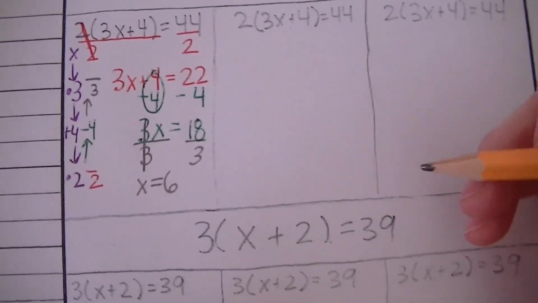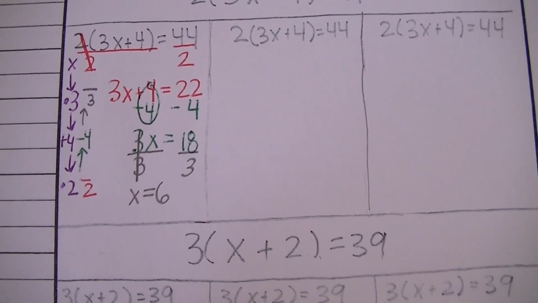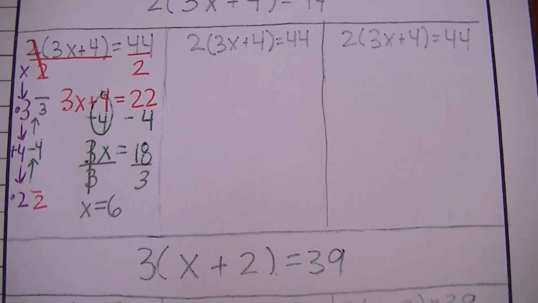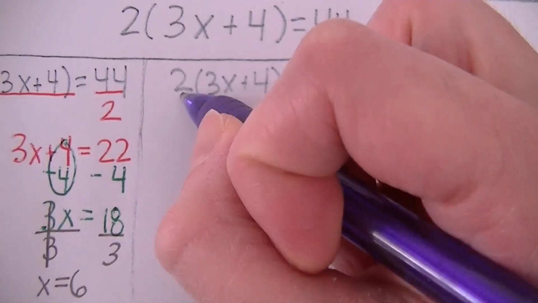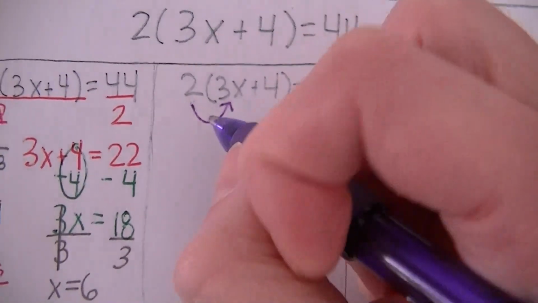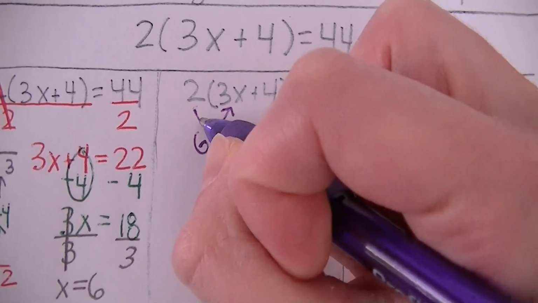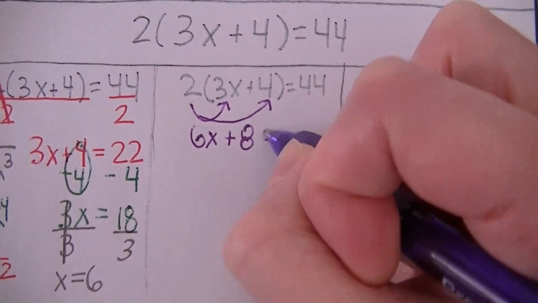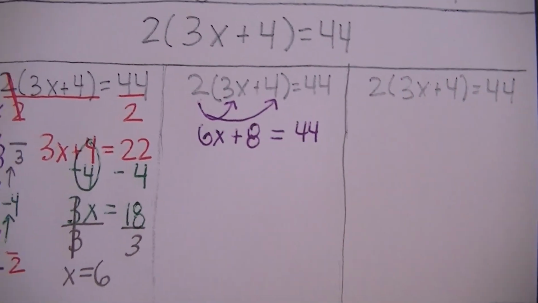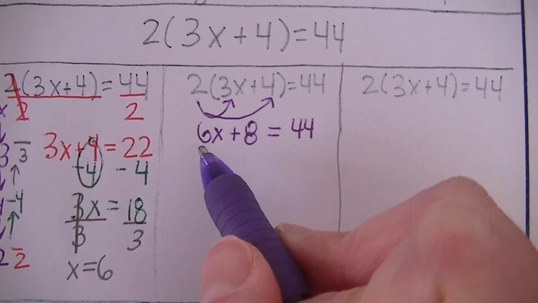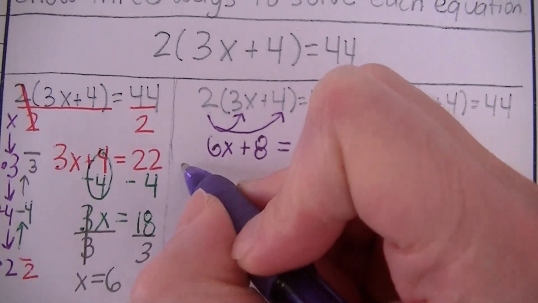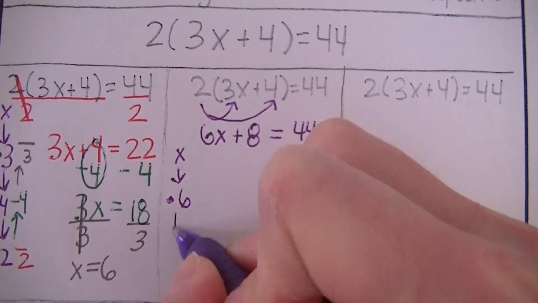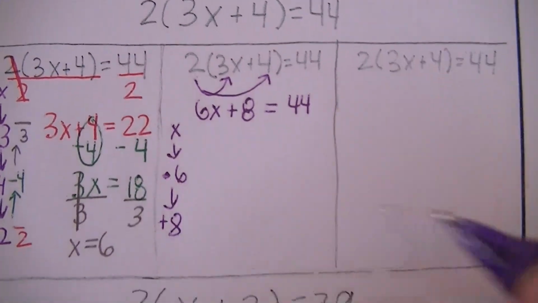Now the second way that I'm going to show you is to use the distributive property. So what you can do first, with that distributive property, is you would go 2 times 3x, which is 6x, and then 2 times a positive 4 is a positive 8, and then bring down your 44. Okay? Now that you've used the distributive property, now you can build that. So they started with x, then they multiplied it by 6, and then they added 8. Okay?